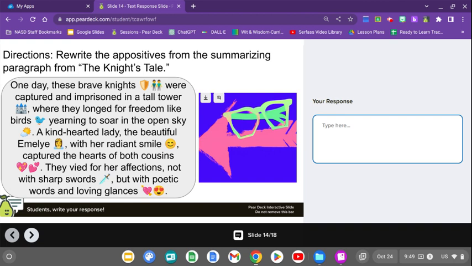Please find an appositive in this paragraph and write it over here to the side. You may write it in on paper if you are without a computer today. Please do so now.